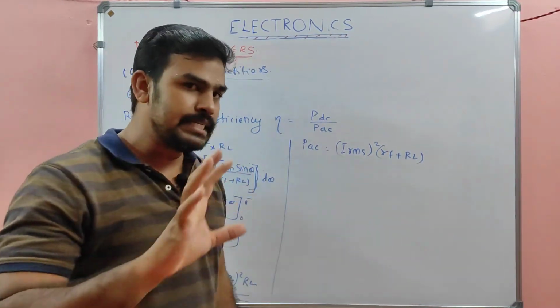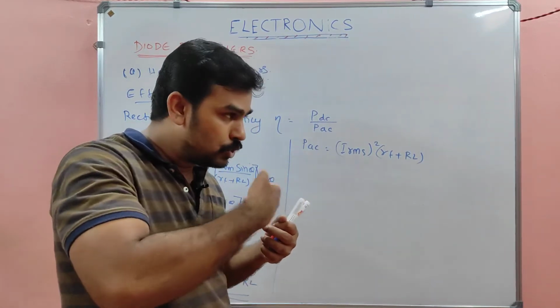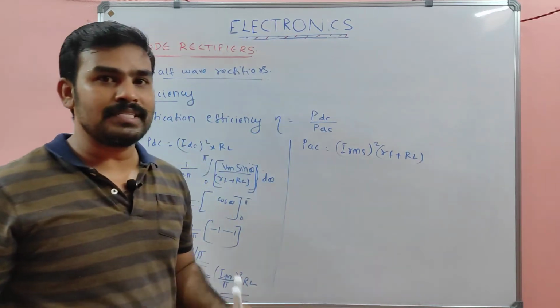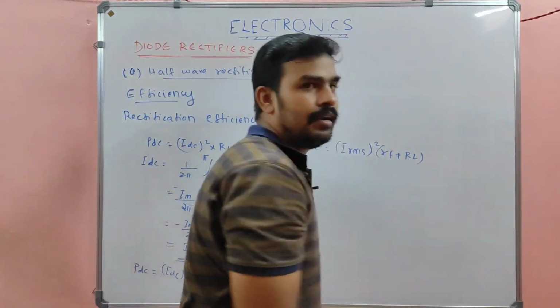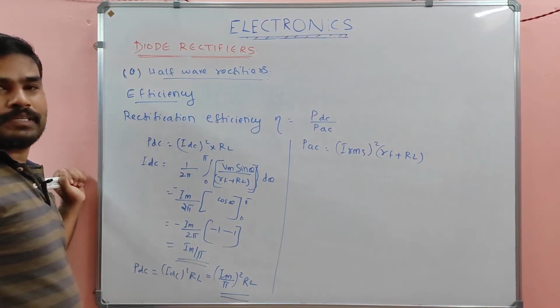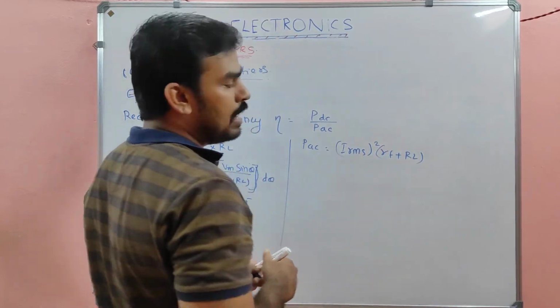Power is nothing but I square into R. We are giving the input power, so input current into input resistance. What are the input resistances now? RF and RL. Is it clear? RF and RL will be the input resistance. So PAC is equal to IRMS square into (RF plus RL).